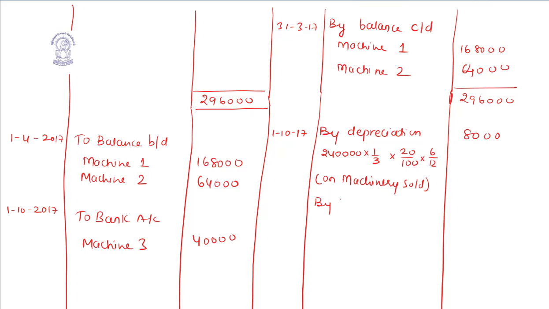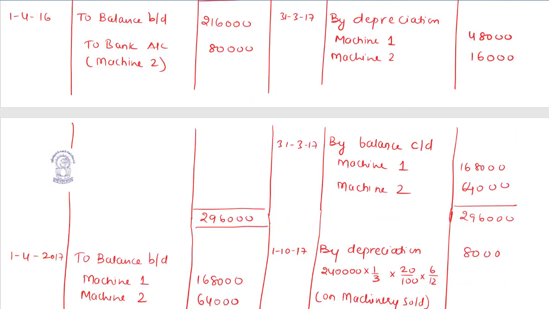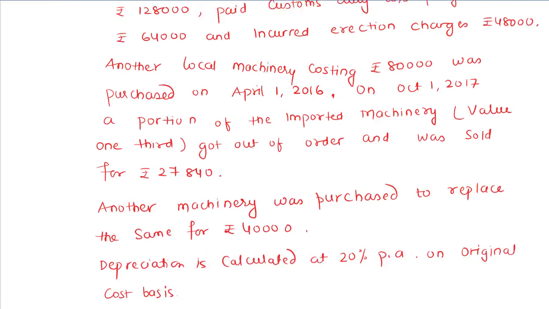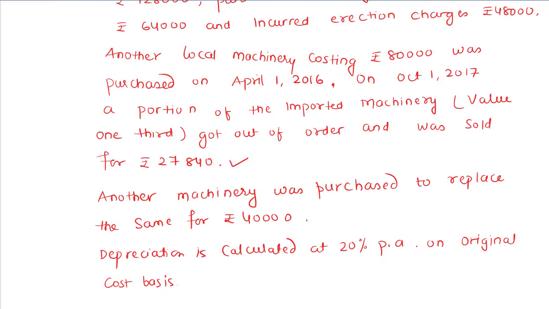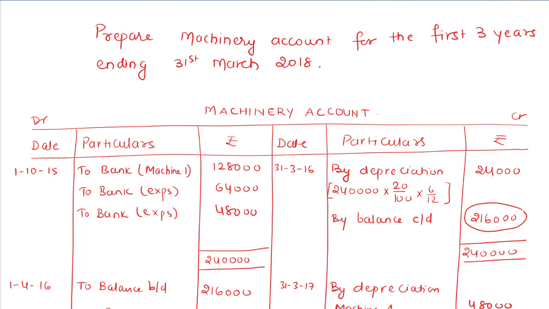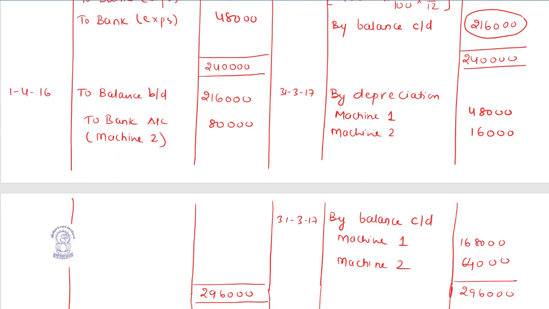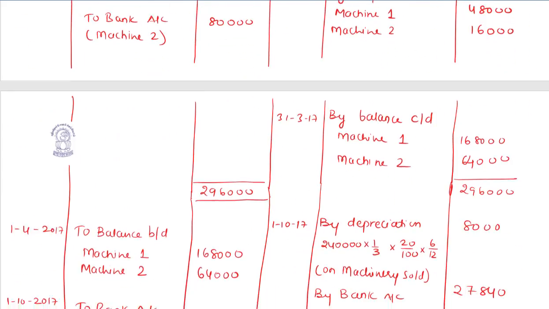Okay, we have sold the machinery for 27,840. So by bank account 27,840, as you can see over here. What is the profit and loss? We need to calculate the profit and loss for this machinery.